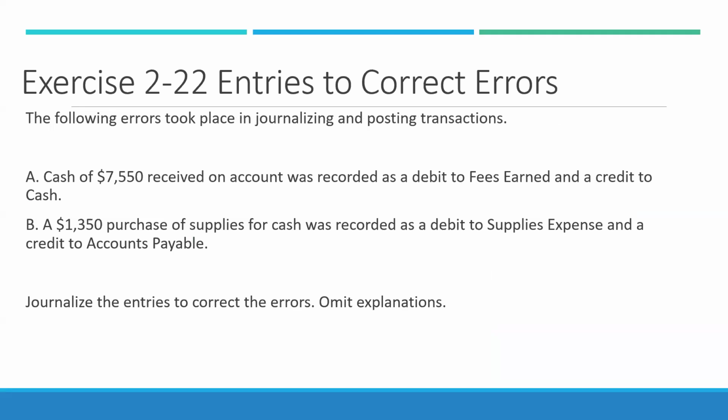Cash of $77,550 was received on account and recorded as a debit to fees earned, credit to cash. So this should have been, right? The entry that was made was a debit to fees earned and then a credit to cash.